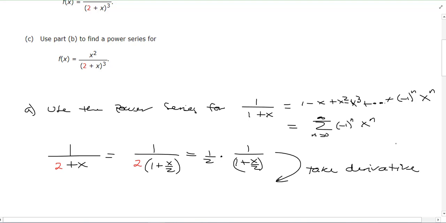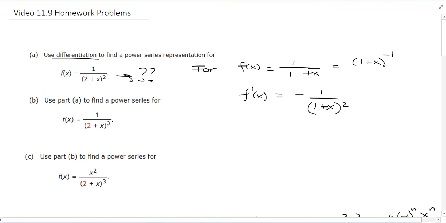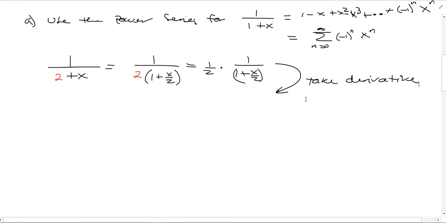Why do I take the derivative? Well, I know that what we did up here, 1 over 1 plus x, its derivative is negative 1 over 1 plus x squared, which will give me that function in part A that I want the power series for. So when we take the derivative here, let's call this f, then f prime. What is f prime? Well, I have this 1/2 here. Let me write it with the negative exponent. So this is 1/2 times 1 plus x over 2, and we'll need some chain rule here, to the minus 1. So this is what f equals.